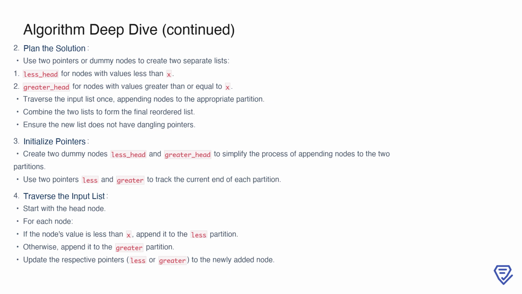To make this process easier, we initialize two dummy nodes, less_head for the less than partition and greater_head for the greater than or equal to partition. We also use two pointers, less and greater, to track the current ends of these partitions. By traversing the list just once, we efficiently append nodes to the correct partition using these pointers.